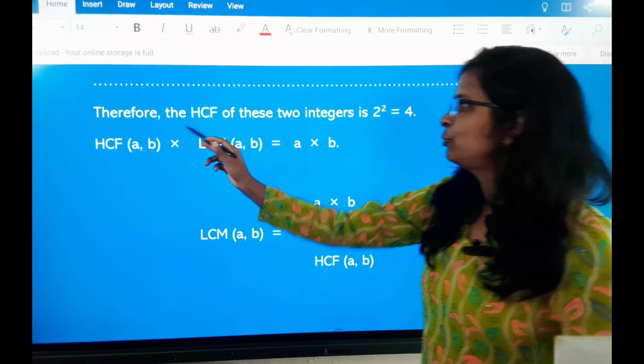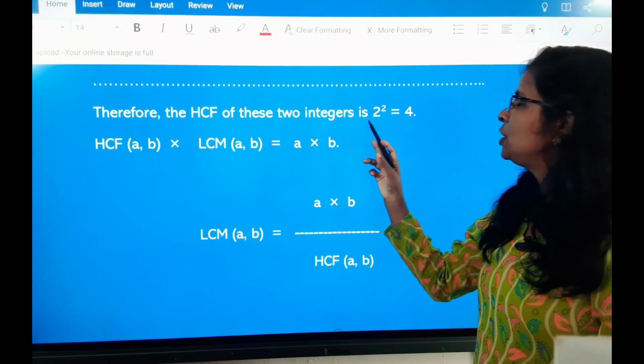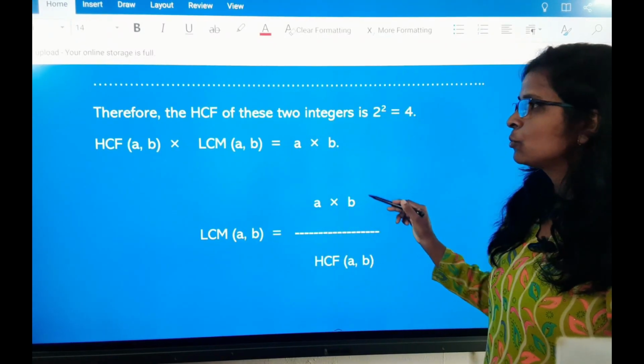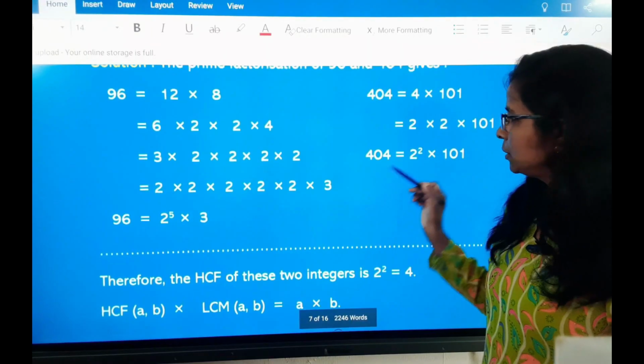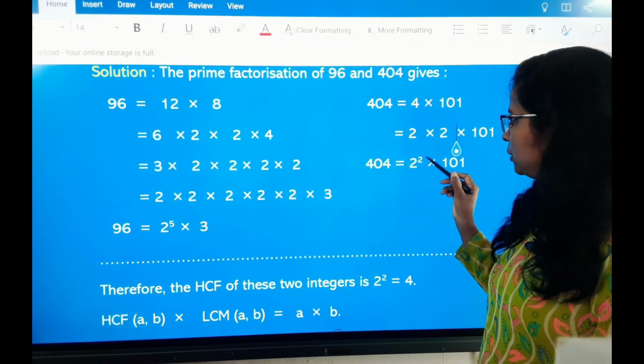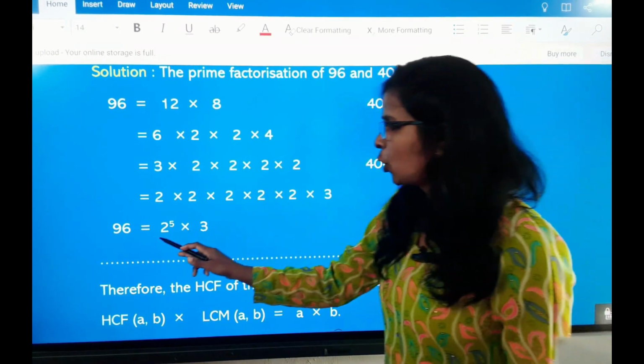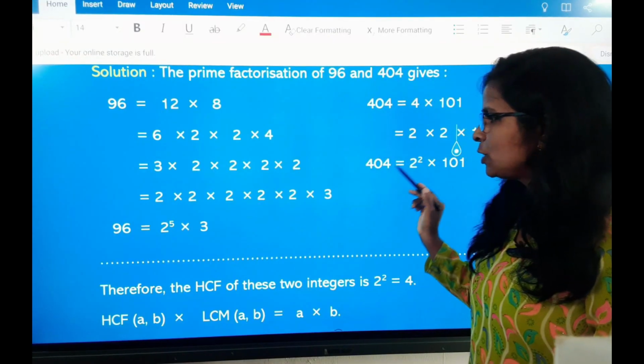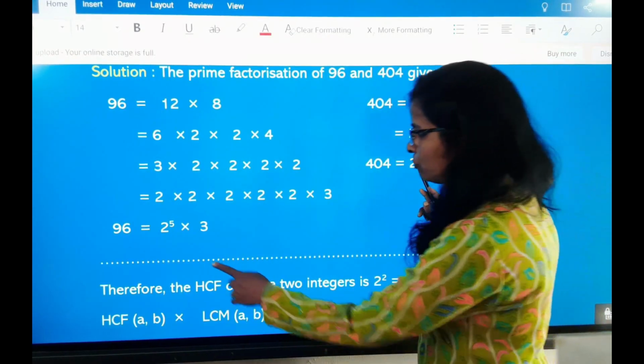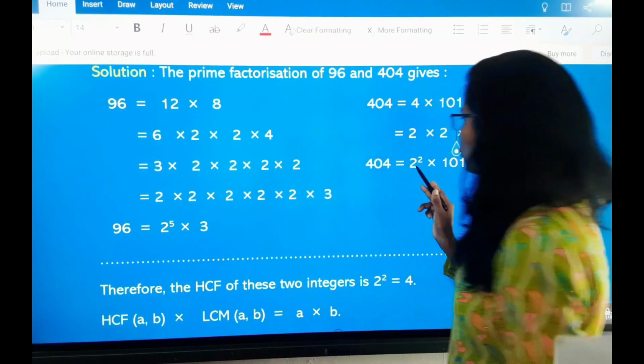Now therefore the HCF of these two integers is square of 2. Square of 2 means the common factor, the smallest common power of the factors of these two numbers. So the smallest common power between square of 2 and 2 raised to 5 is square of 2.